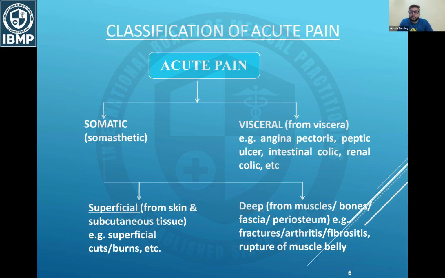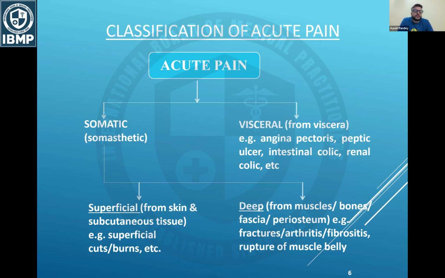Again, classification of acute pain. As we all know, the types of pain are acute and chronic. Acute pain is further divided into somatic and visceral, that originates from the viscera. Examples can be angina pectoris, peptic ulcer, intestinal colic, renal colic, etc. Talking further about the differentiation of somatic pain, it can arise either from superficial, that is from the skin and subcutaneous tissue, or from deep, that is from the muscle, bones, fascia, or periosteum.